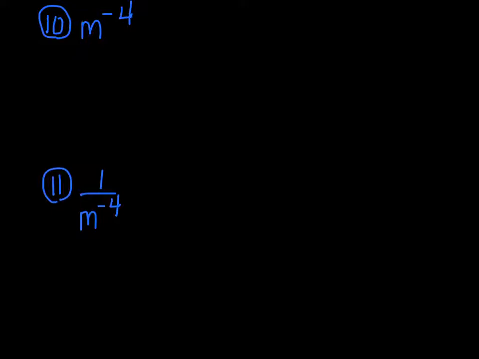So let's look at number 10. So 10 says m to the negative 4th. Well, that's a negative exponent, and currently, if you want to think about this, this is really over 1. Okay, so that m to the negative 4th is in the numerator. So the way that I can make that positive is to flip it, and that would become m to the positive 4th, and we would put a 1 to hold place up top.